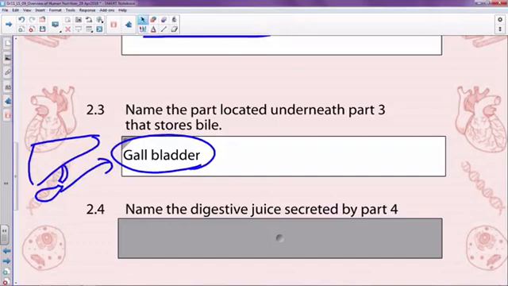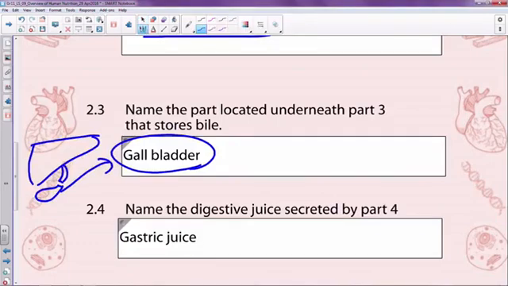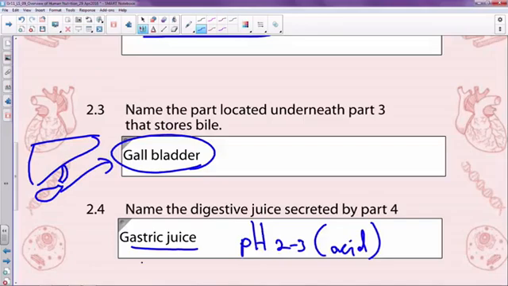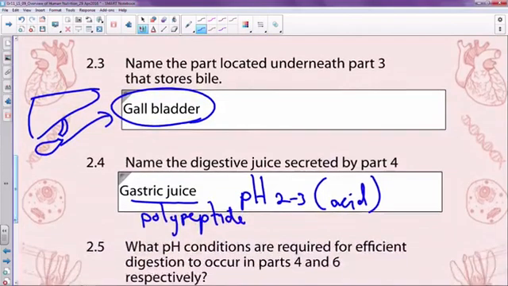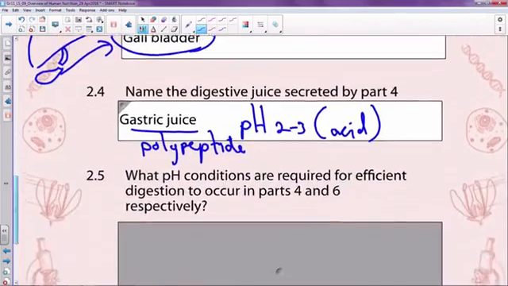2.4. Name the digestive juice secreted by part 4. As I said earlier on, the stomach produces gastric juice, which is very acidic, between 2 and 3. It's an acidic juice that plays an important role in the digestion of your polypeptides. So your complex protein molecules start the process of digestion in the stomach.